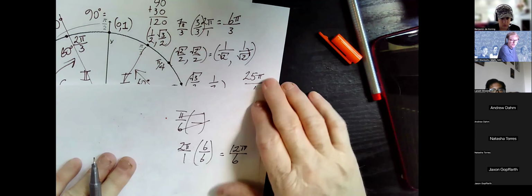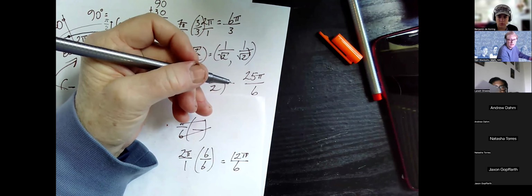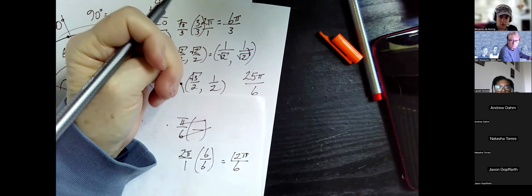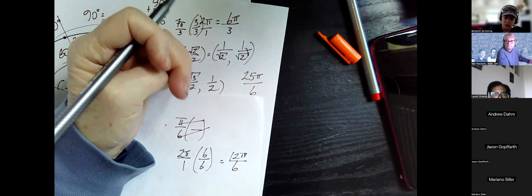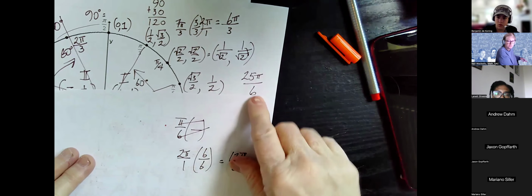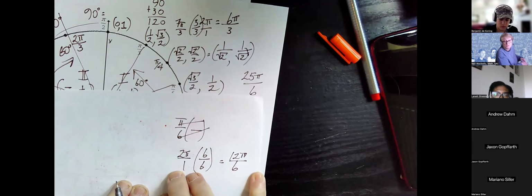So how can I figure out where 25 pi over 6 is? And is 25 pi over 6 definitely a pi over 6 angle? Yes. How do we know it's a pi over 6 angle? Because 25 won't reduce. That's right. It will not reduce, so it has to go with pi over 6. All we have to figure out is what quadrant it's in. So how can we do that?